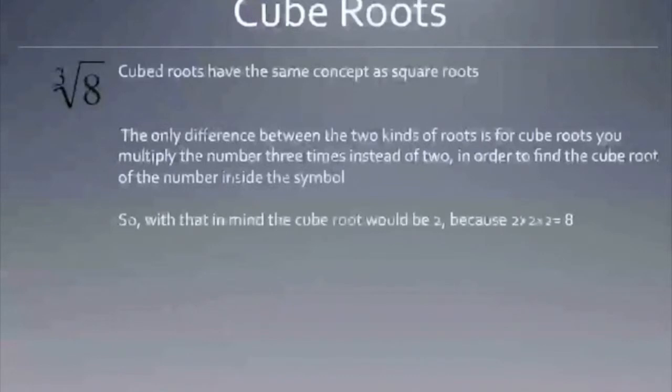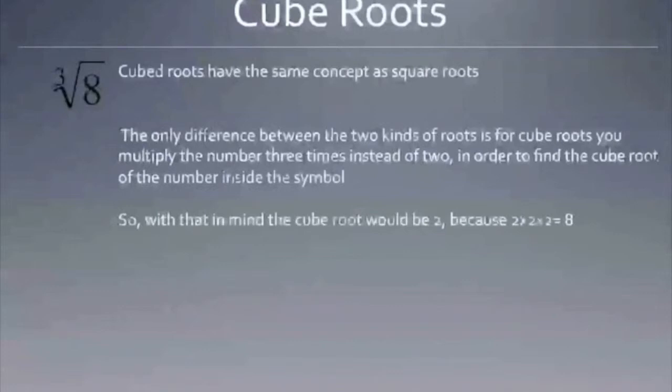So, what number multiplied by itself 3 times equals 8? 2. So, you go 2 times 2, which equals 4, times 2 equals 8. So that means the cube root of 8 is 2.